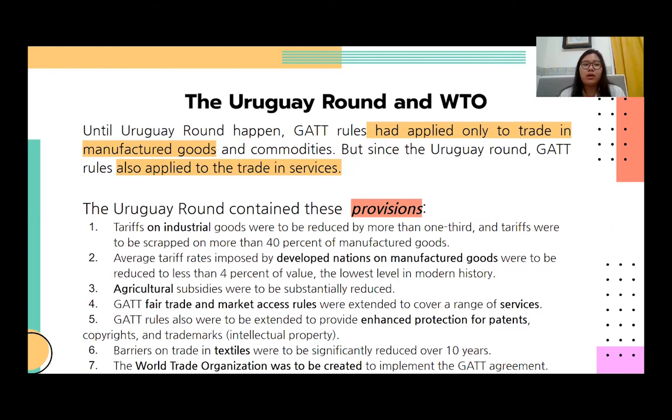The Uruguay Round contained these provisions. The first one: tariffs on industrial goods were to be reduced by more than one-third, and tariffs were to be scrapped on more than 40% of manufactured goods.